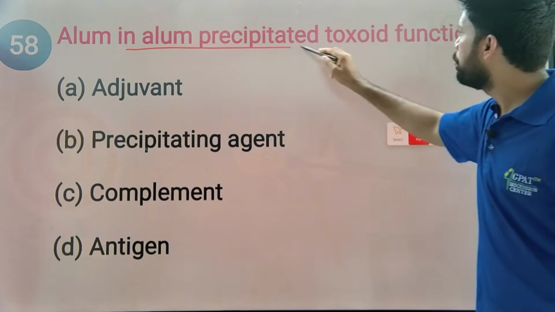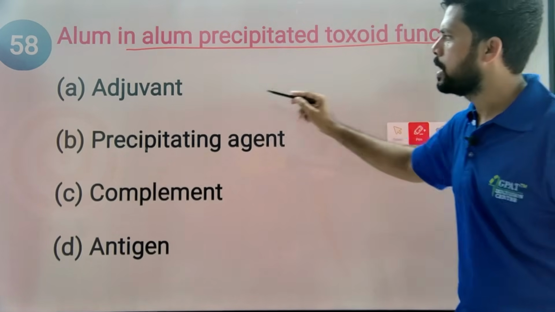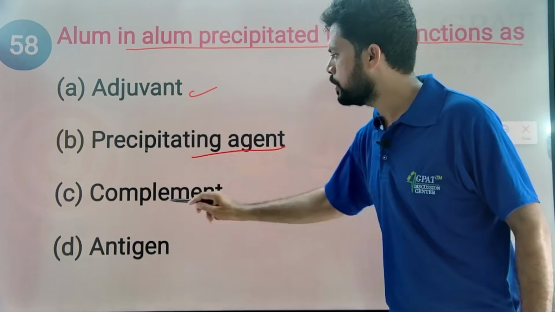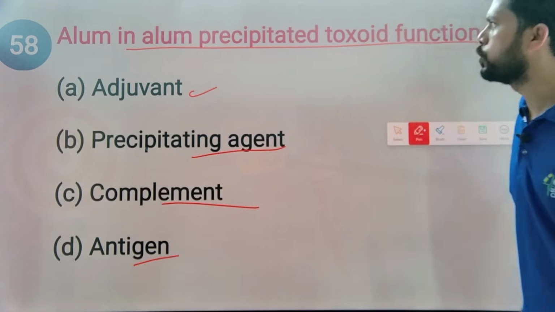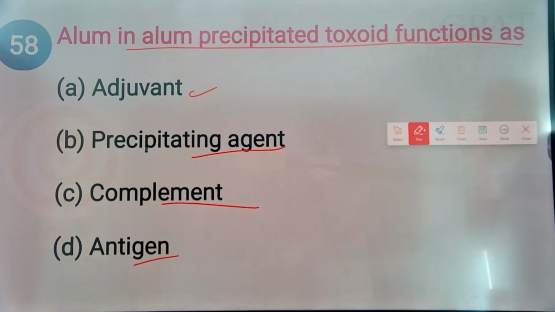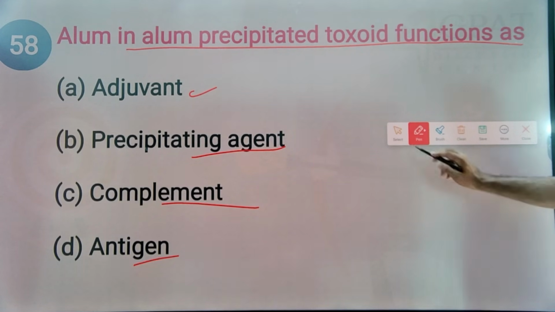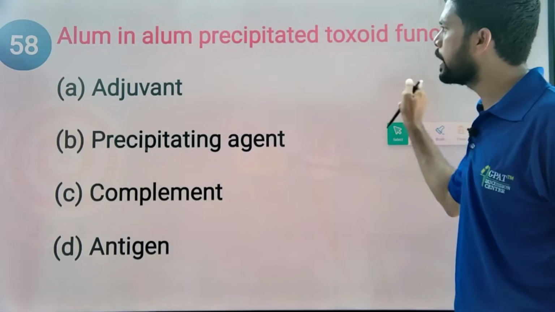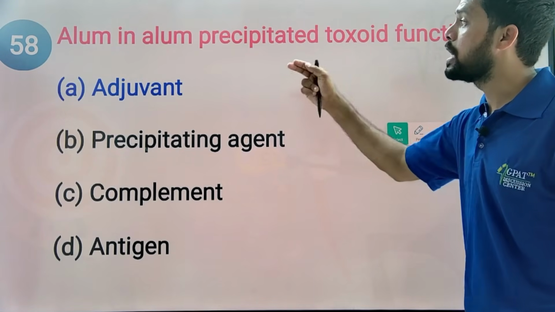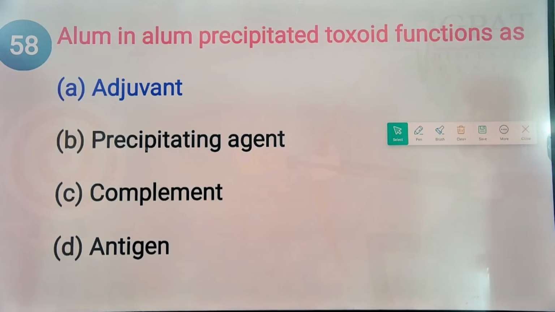Alum precipitated toxoid functions as an adjuvant, precipitating agent, complementing agent, or antigen agent. Generally it is like a supporting agent, that is, an adjuvant is nothing but a supporting agent.